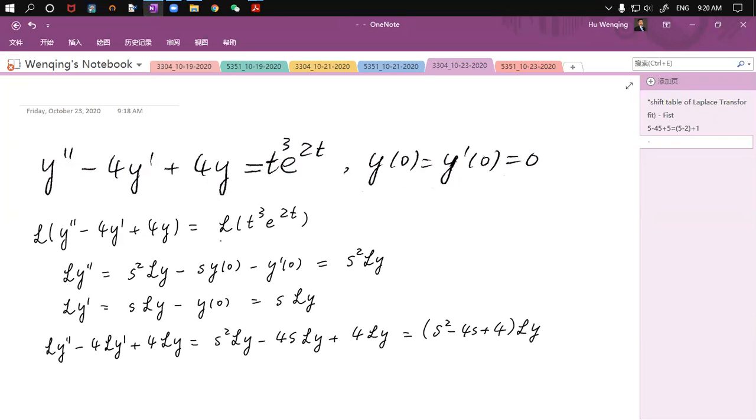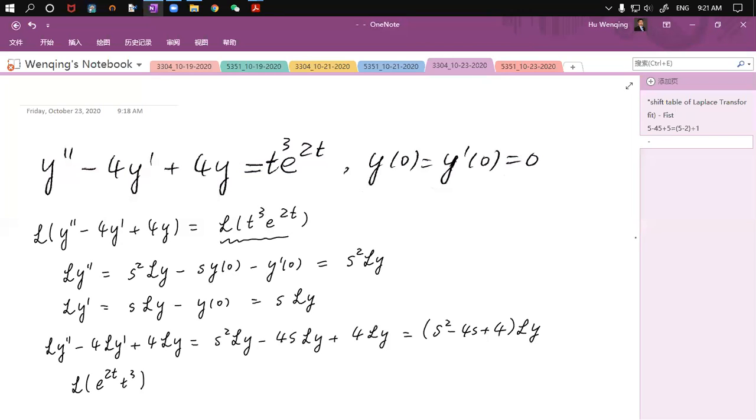Now, what about the right-hand side? Well, the right-hand side is e to the power of 2t times t cubed. So the right-hand side is the Laplace transform of e to the power of 2t, t cubed. How do we do this transformation?